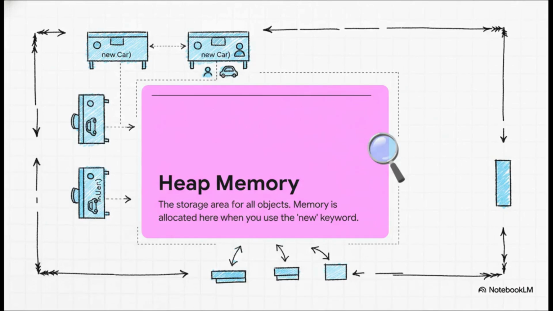First, let's talk about heap memory. This is like the huge open plan part of the office. Every single time your code uses the new keyword to create an object, new car or new user, that object gets its own little space right here in the heap. Basically, it's where all the things in your program live.